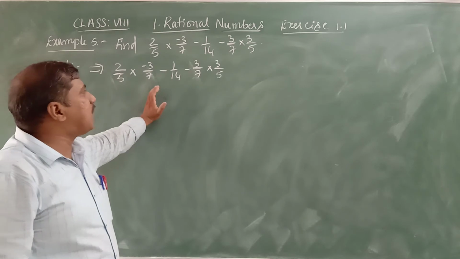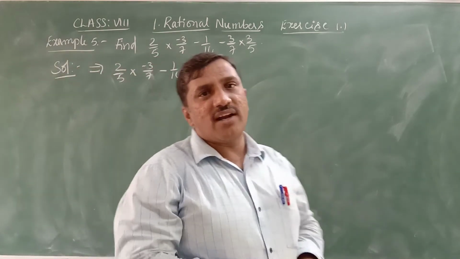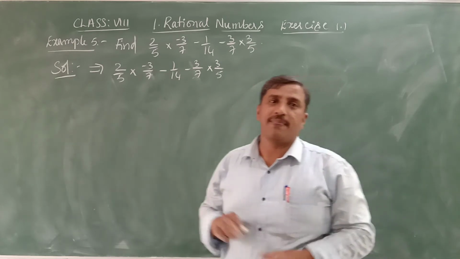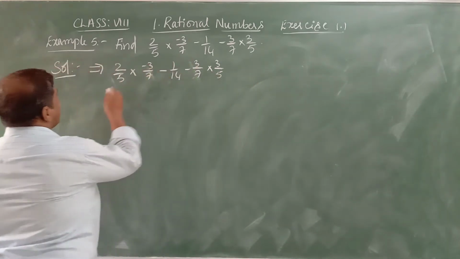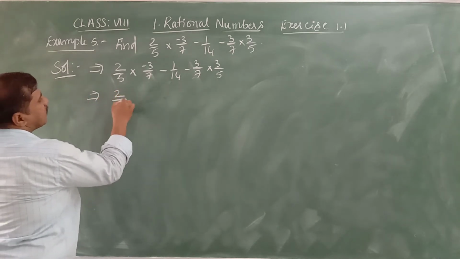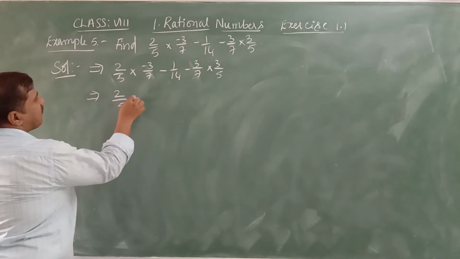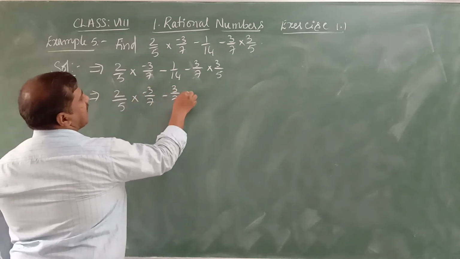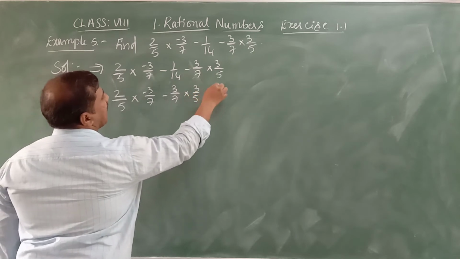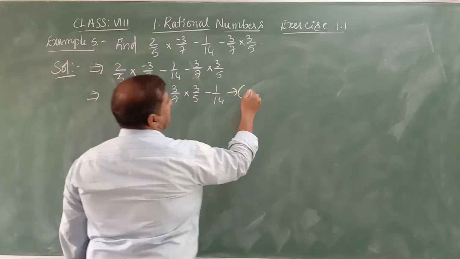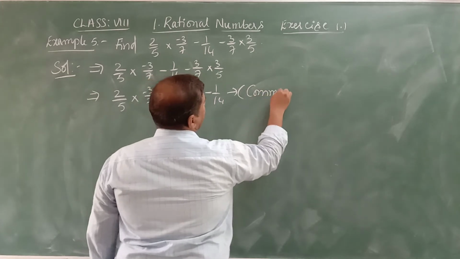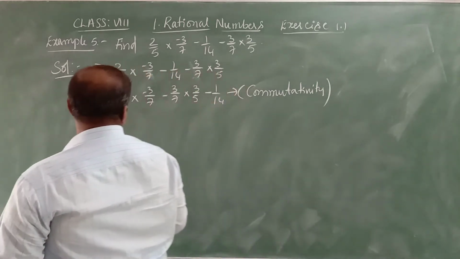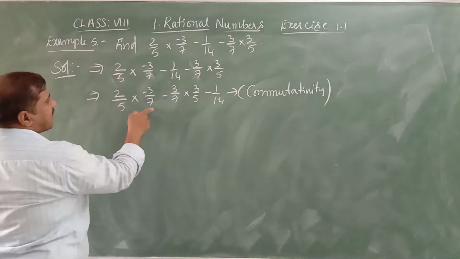So by using the commutative property, that is, by adding any two rational numbers in any order, their sum is the same, you bring that change to the last. Now it is 2 by 5 into minus 3 by 7 minus 3 by 7 into 3 by 5 minus 1 by 14. So what property do we use here? It is commutativity under addition. Yes.